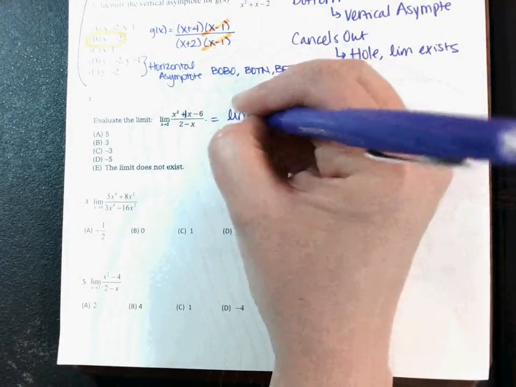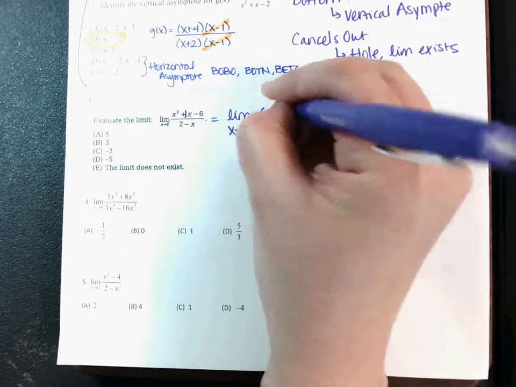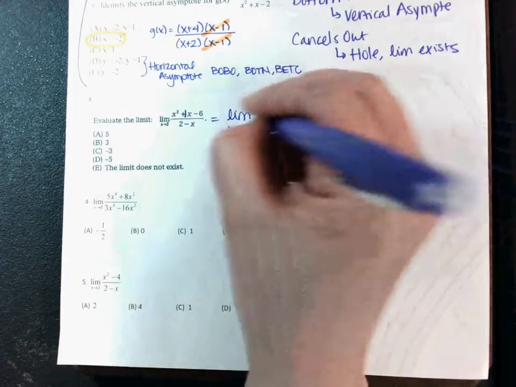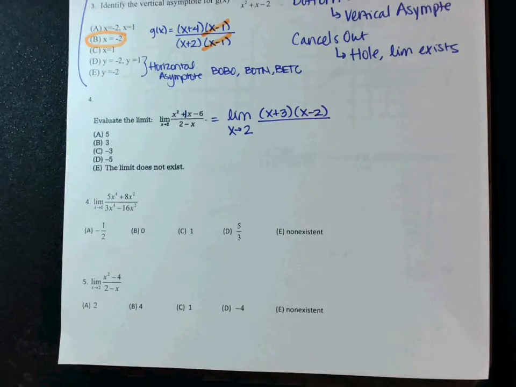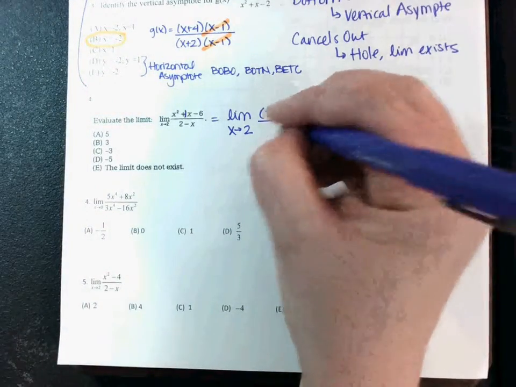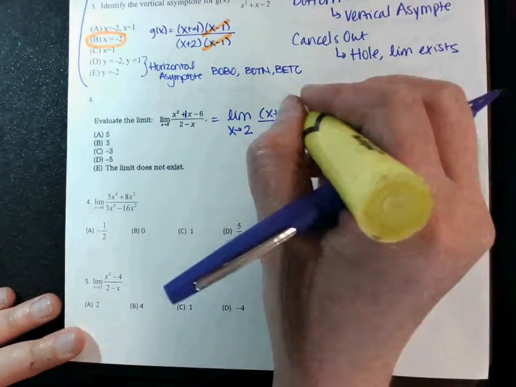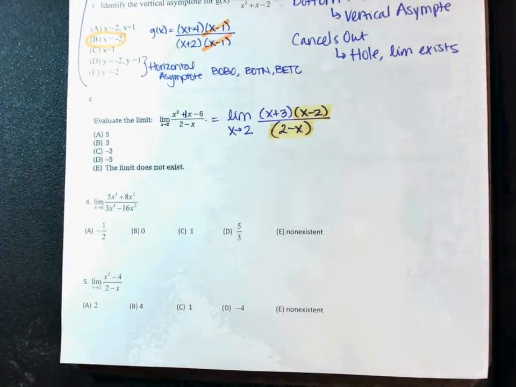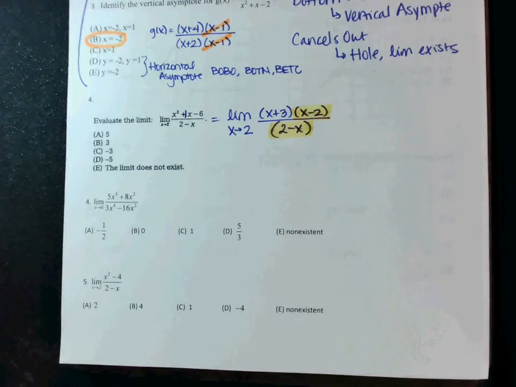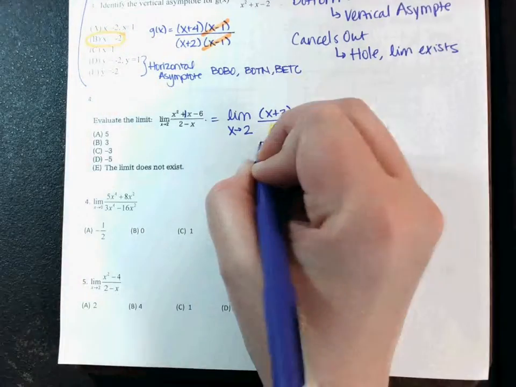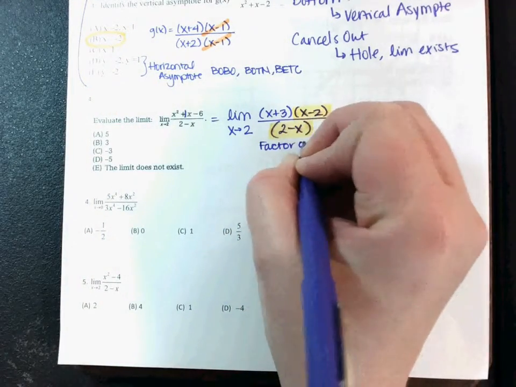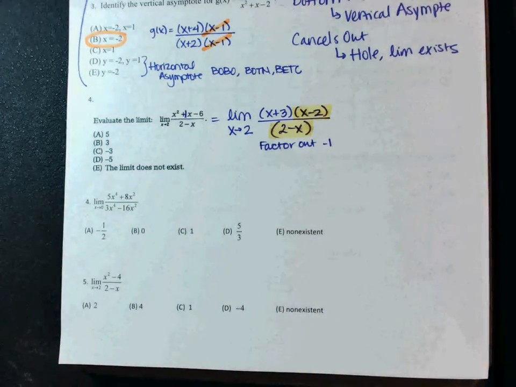So we need our 3 to be positive and our 2 to be negative, yes? On the bottom, you have a 2 minus x. These do not cross out as they are. Do you really remember that? Wow, great. I'm going to factor out a minus 1, and then that's going to make those match each other.